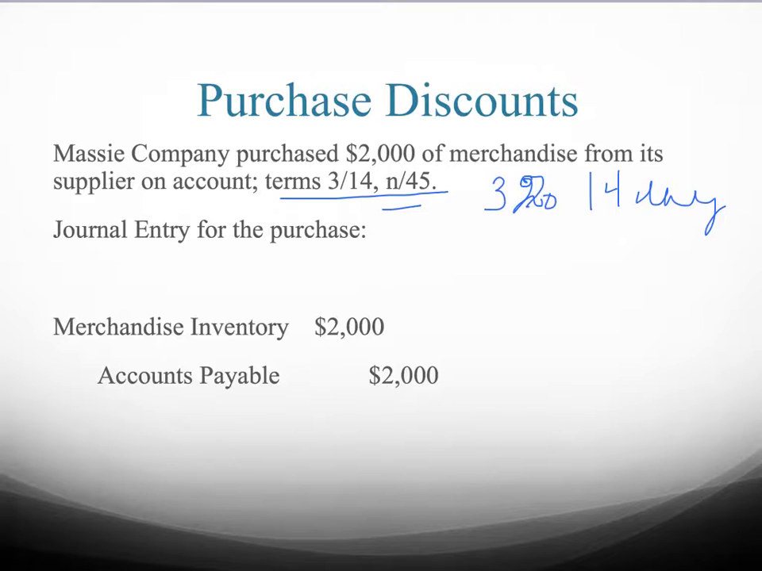So we're going to journalize the purchase first. We're purchasing inventory, that's what we're getting, that's our debit, $2,000, and that's going to be on account. So we're increasing the liability, accounts payable, $2,000.